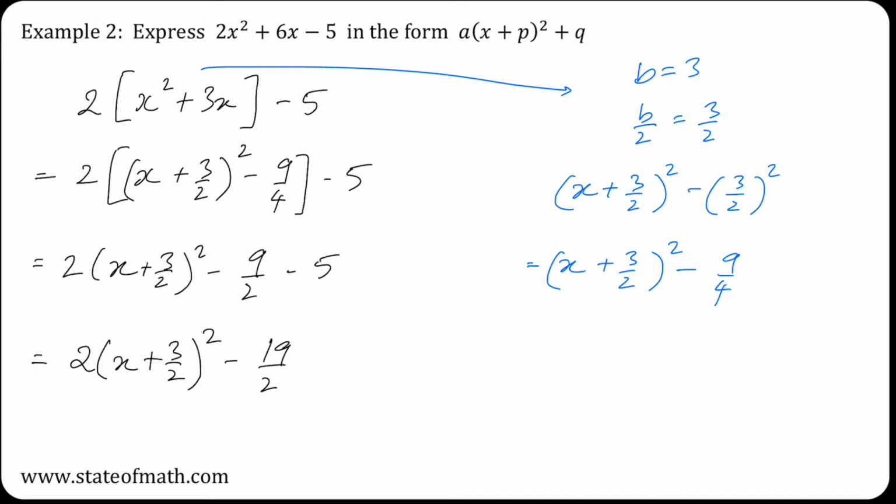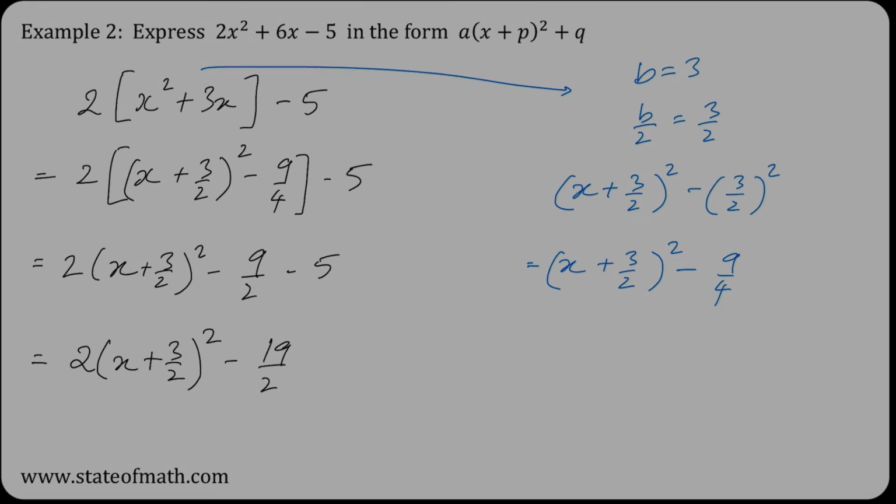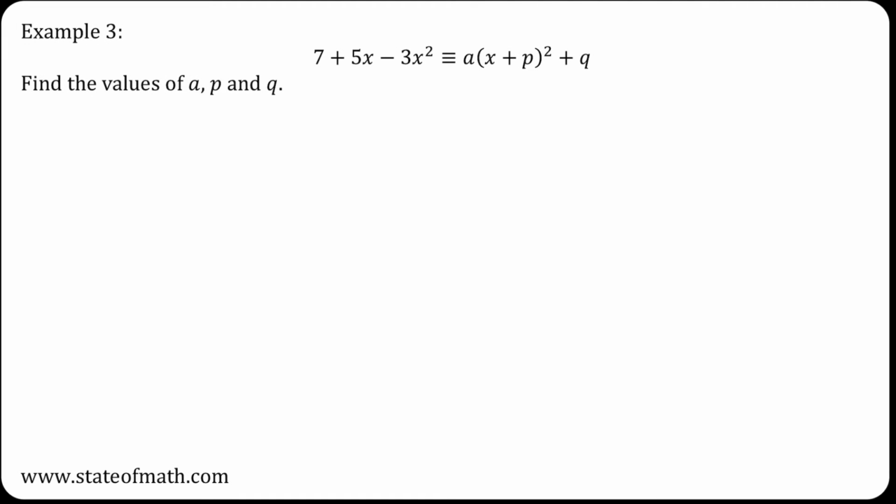You should be an expert by now, so let's finish off with a harder example so you can show off your skills to people who have not watched this video. Once again, the instruction has changed, but the procedure is exactly the same as before. So I'll start by writing my expression in descending powers of x. So I get minus 3x squared plus 5x plus 7.